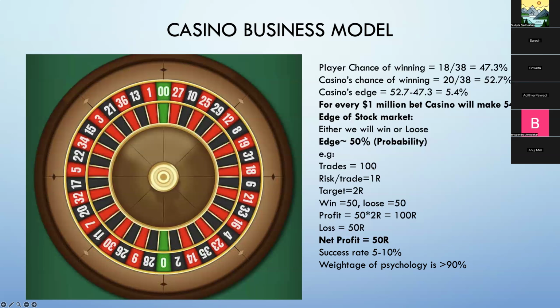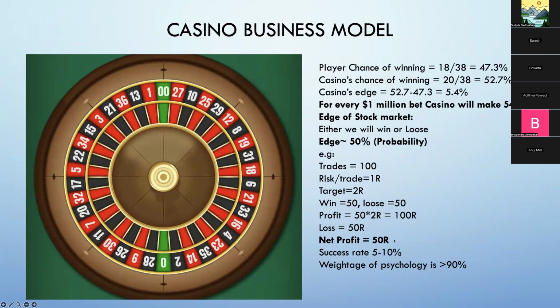Let's say there are 100 trades. I'm taking 1R risk per trade. R could be anything. You can take $1 risk per trade, or you can take $1,000 risk per trade. That doesn't matter, but I'm just considering 1R risk per trade. And when we are taking 1R risk, the target will be at least 2R. Let's say there are 100 trades, 50 win, 50 lose. On the 50 profit trades I'm targeting a minimum of 2R, so it's 100R, and let's say 50 losing trades, so minus 50R. So what is the net profit?